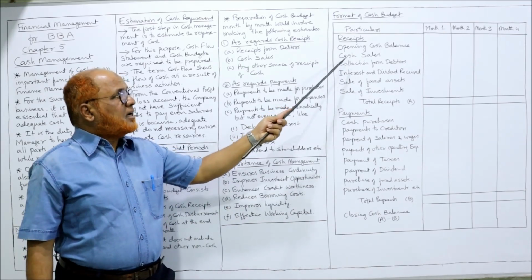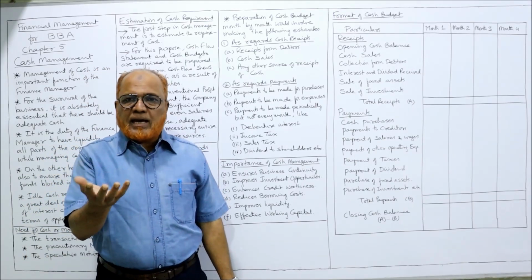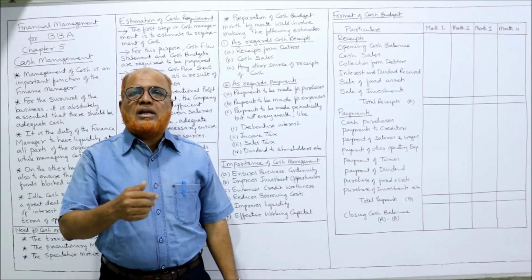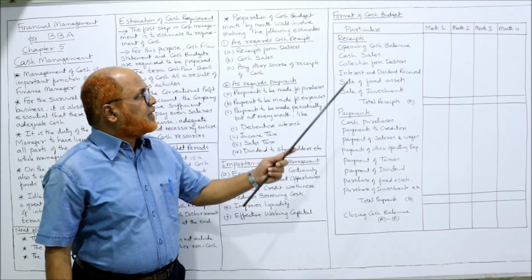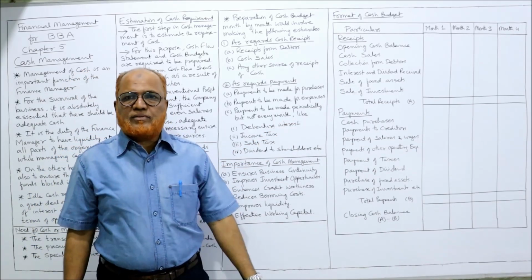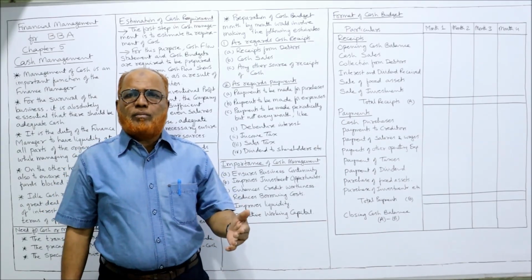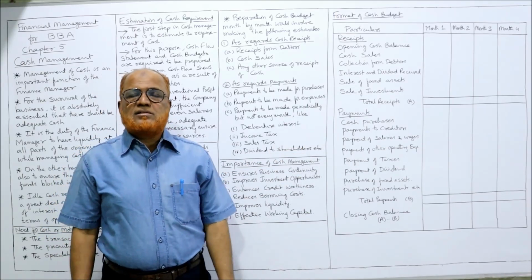Then cash sales, collection from debtors. Every month we sell the goods on cash. That is the receipt of cash. Every month we will receive the money from the customers, from the debtors. That is also regular. Interest and dividend received. Sometimes interest may be received every 3 months or 4 months. Dividend may be received.